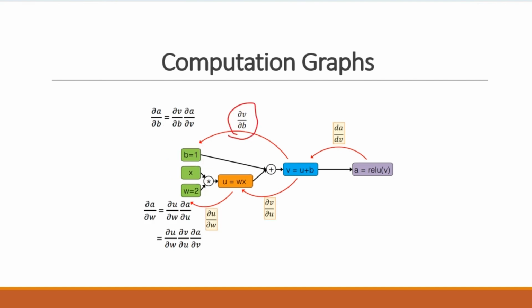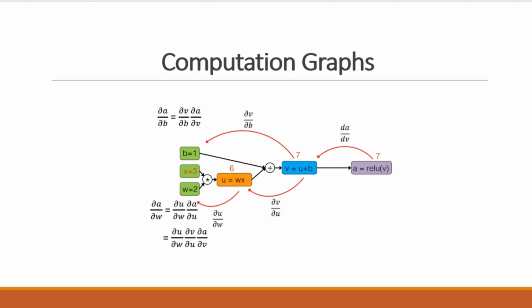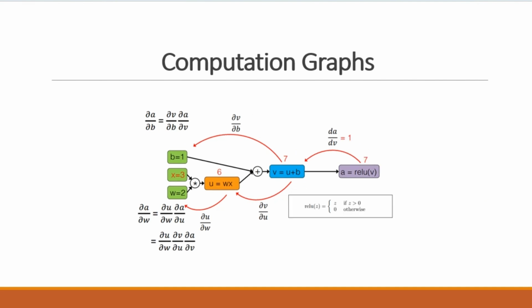Let's now take a look at a concrete example with some actual numbers. Assume the bias unit is 1, the weight is 2, and we have an input of 3. So the intermediate value u would be 6, because 2 times 3 equals 6. And then 6 plus 1 is 7. And for the ReLU function, because it's positive, it's an identity function, so it's also 7. Now let's differentiate. The derivative of the ReLU function, if the input is greater than 0, is 1, because it's an identity function. So the derivative of this part here would be 1.